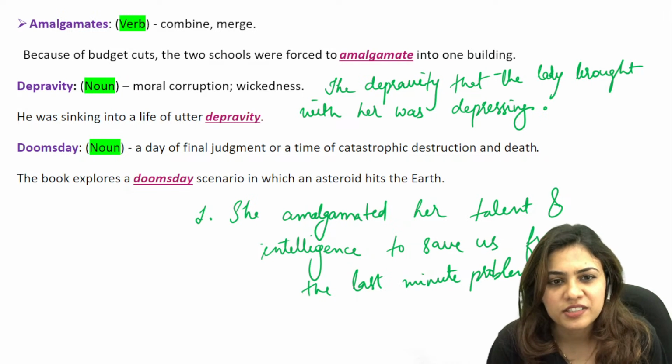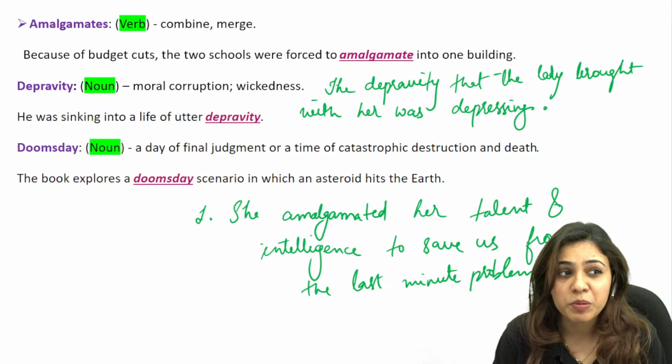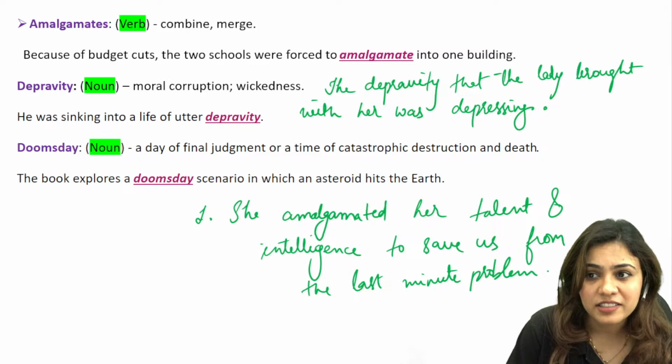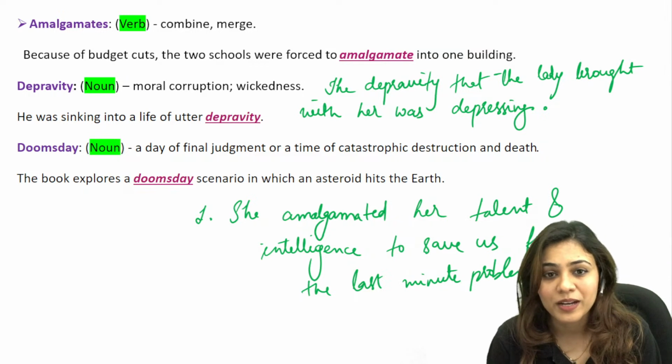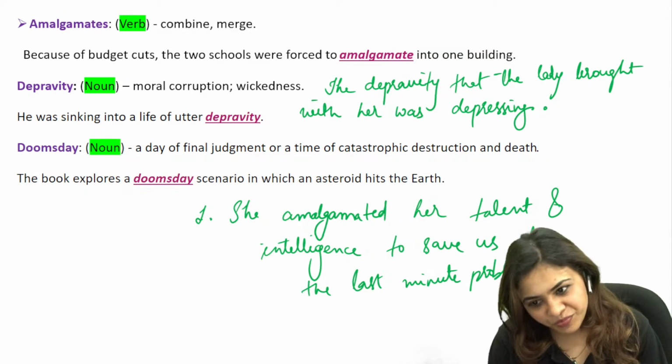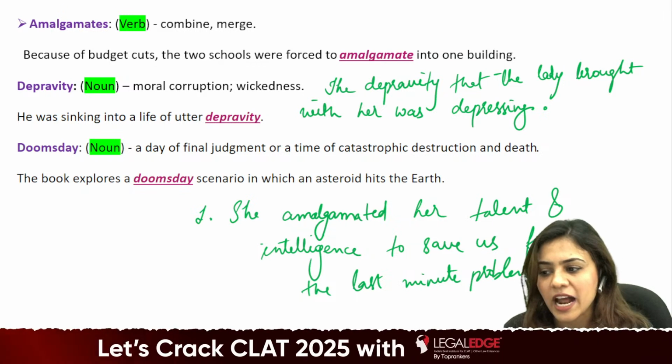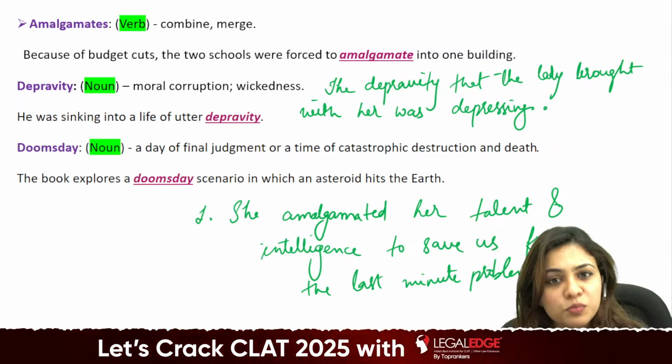That will be known as the doomsday, and when people would be put in heaven or hell, depending upon the kind of things that they did while they were alive. So, a day of final judgment or a time of catastrophic destruction and death. That is known as the doomsday.